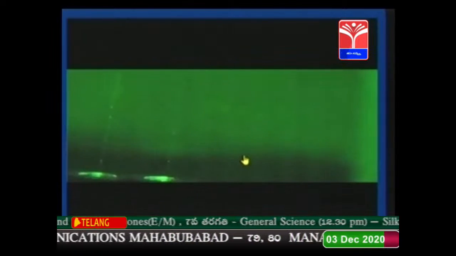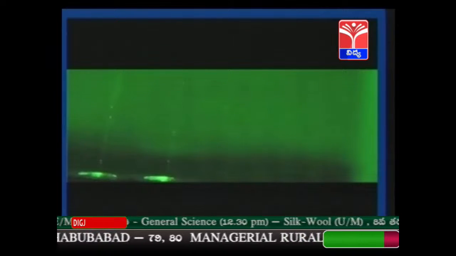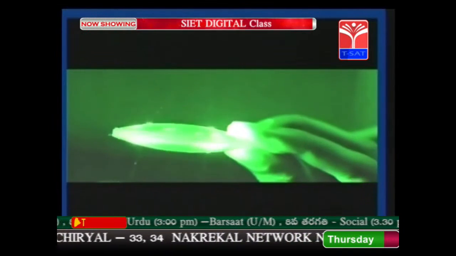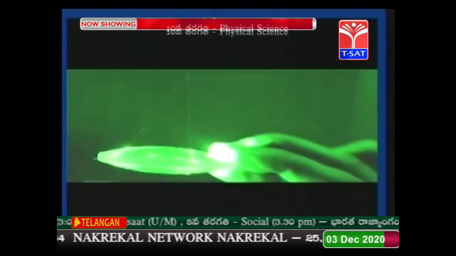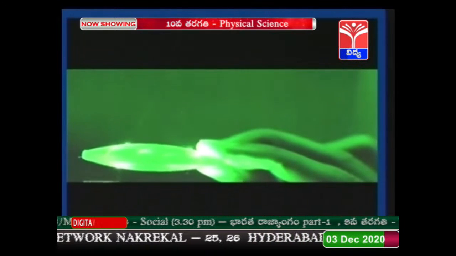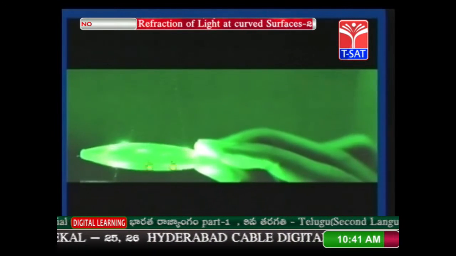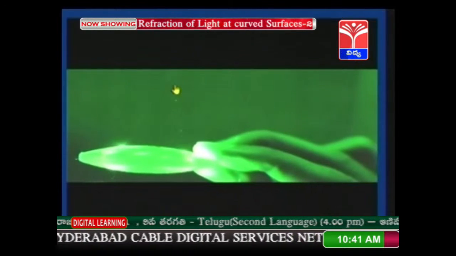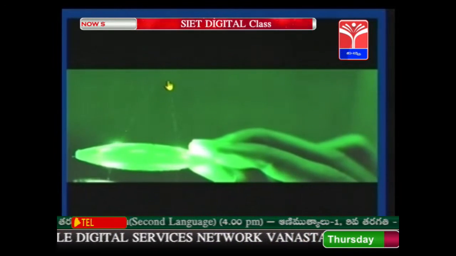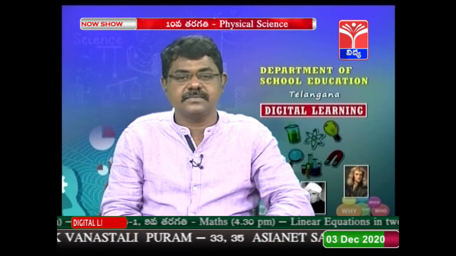See the activity, dear children, see this video clearly. These are the two laser light beams, and if a convex lens is introduced in the path of those two parallel light rays, you can observe clearly that these two light rays are converging at one point. So this is the convergent action of a convex lens.